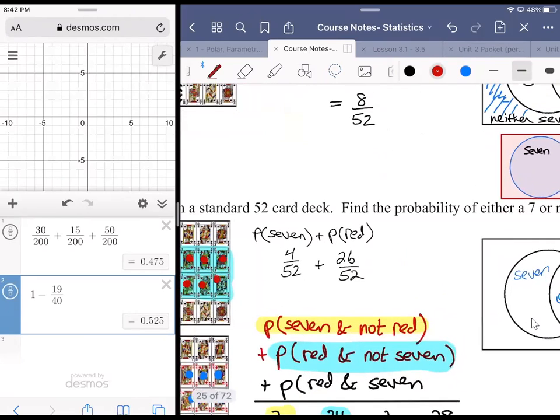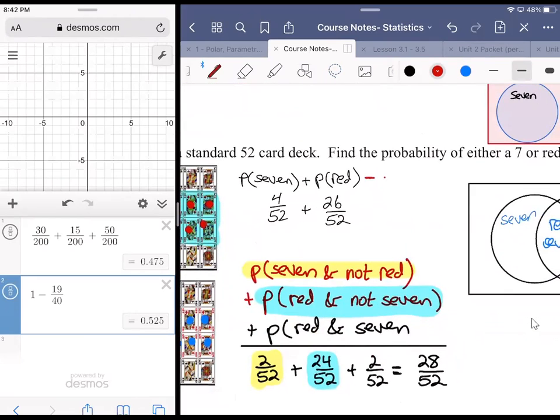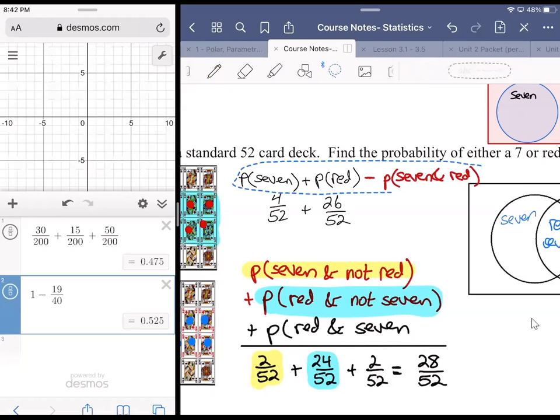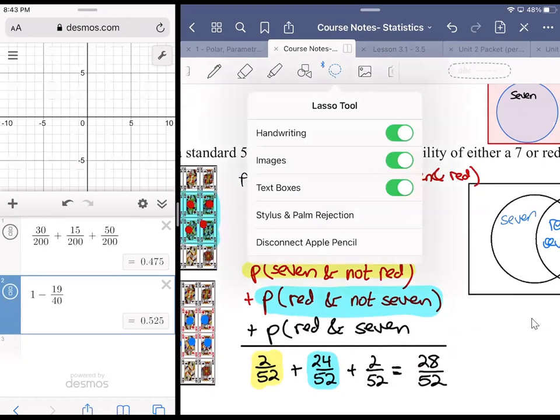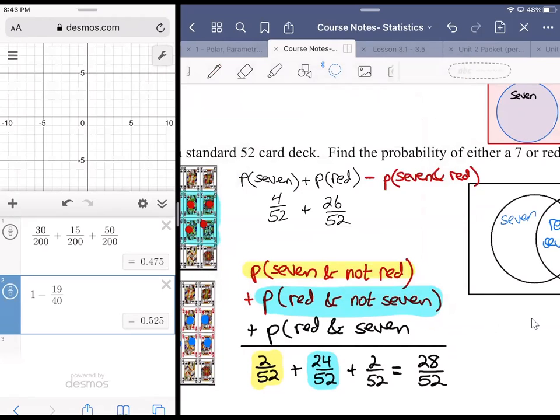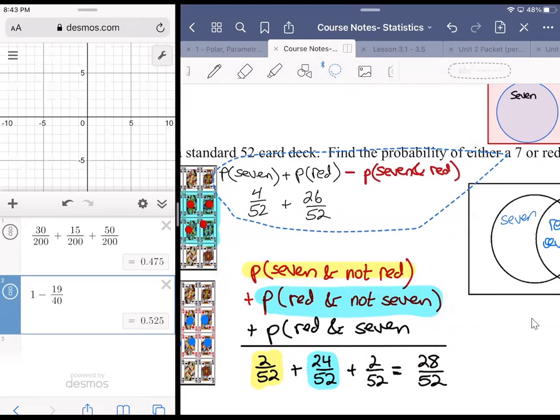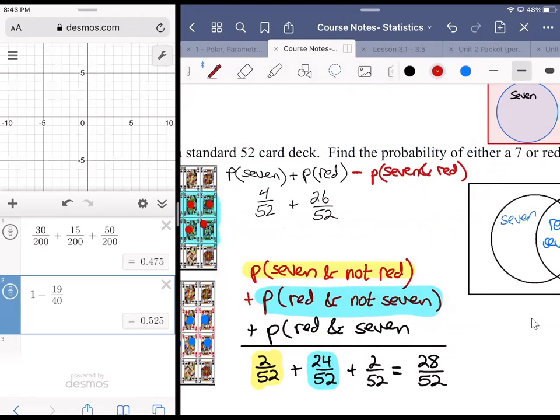All you'd have to do is subtract off the overlap. The cards that are 7 and red at the same time. All right, the ones that were double counted essentially. So I would subtract off the 2 out of 52, and that would give me a result of 28 out of 52.